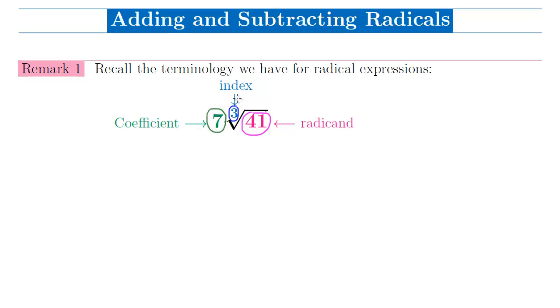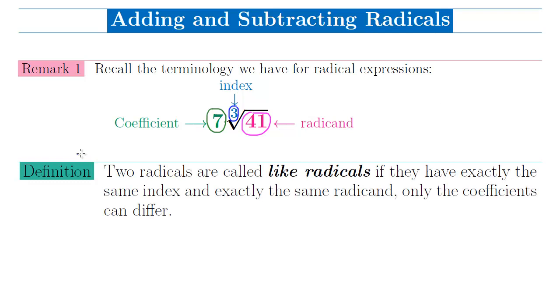These words pop up a bit in this topic, so make sure you understand what they mean. In fact, here they are in our first definition. Two radicals are called like radicals if they have exactly the same index and exactly the same radicand. Only the coefficients can be different.